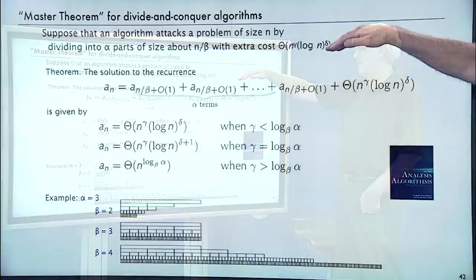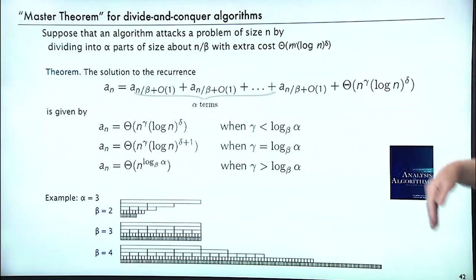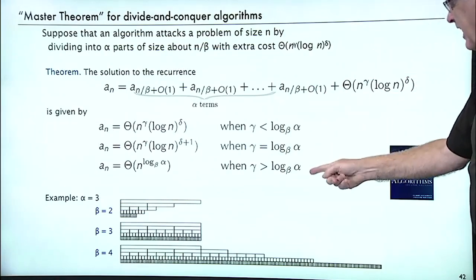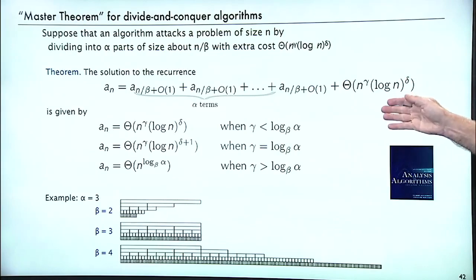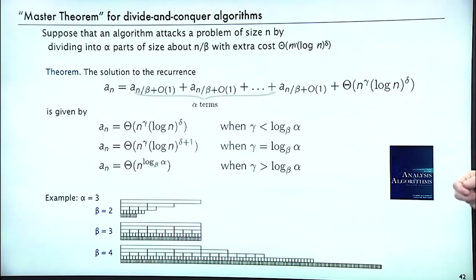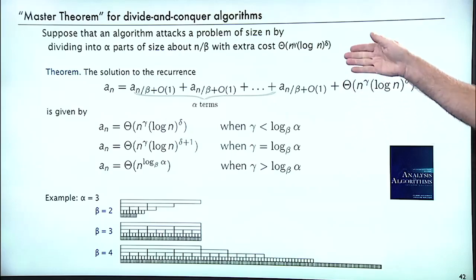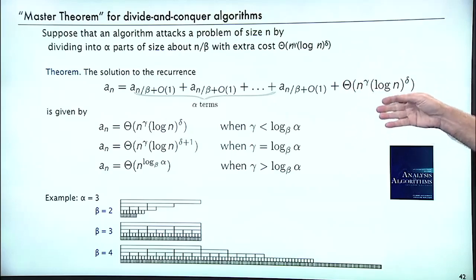And then every time you divide by beta, you keep going until you get to 1, so that's the log base beta of n. This should say n, not alpha. So that gets you down to a problem size of 1 with log n steps, so that's where you get the extra log n factor.